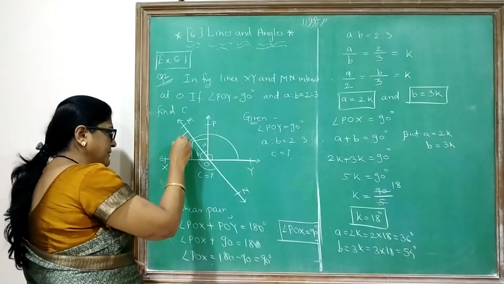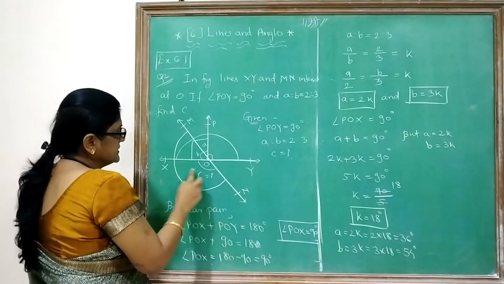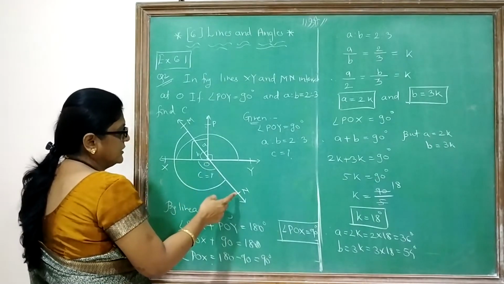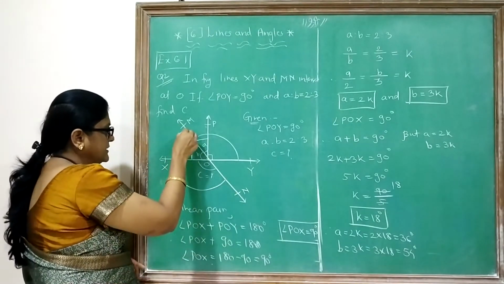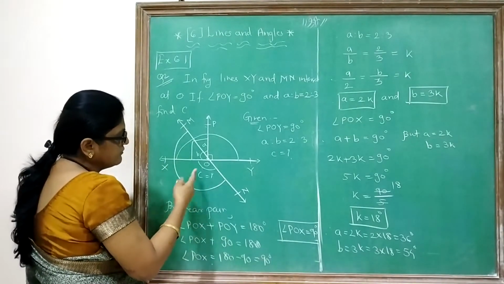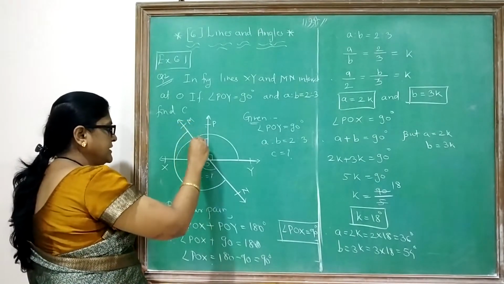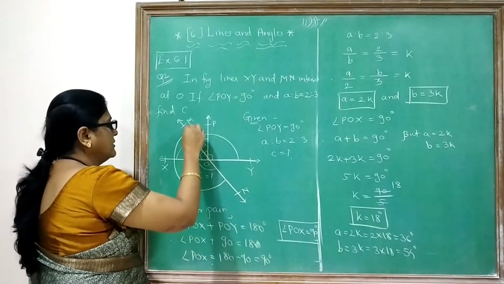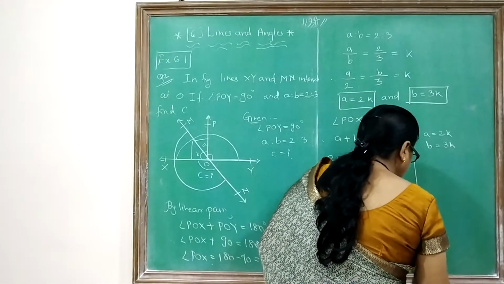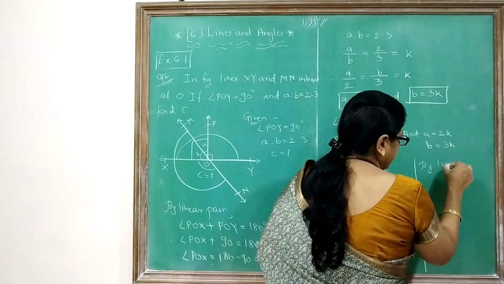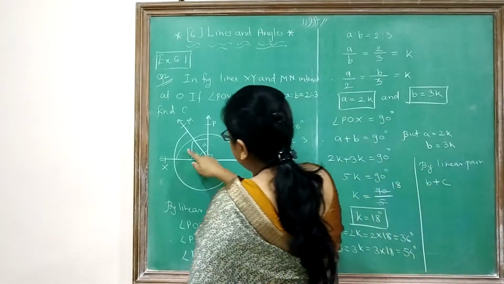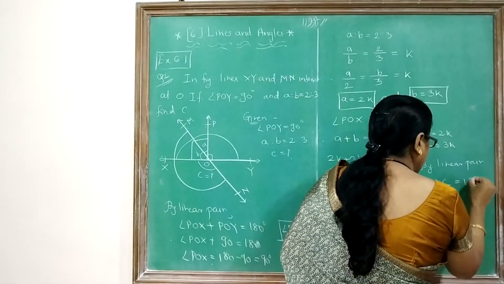Again you will see here, this is a linear pair. This ray OX stands on a line, a main line. Then this is a linear pair. Linear pair means you will write here B plus C equal to what? 180 degree, because this lies on which line? On a main line. Then again you will write by linear pair, that is B plus C equal to 180 degree.